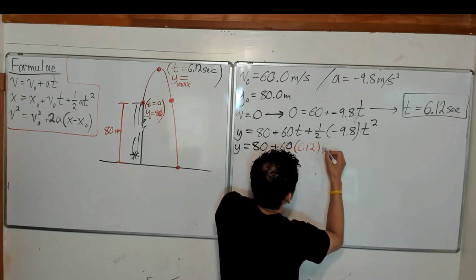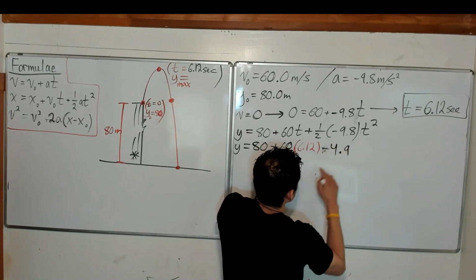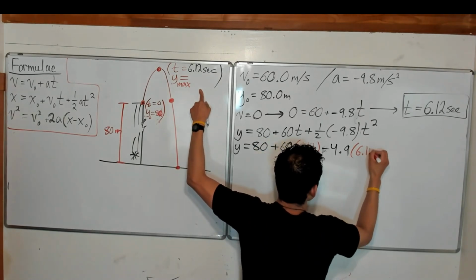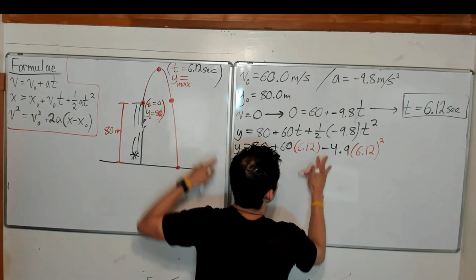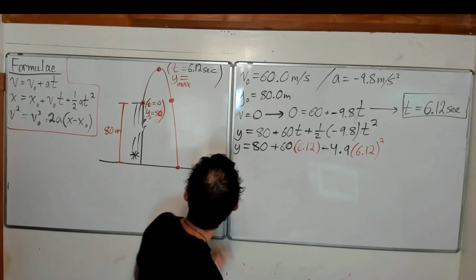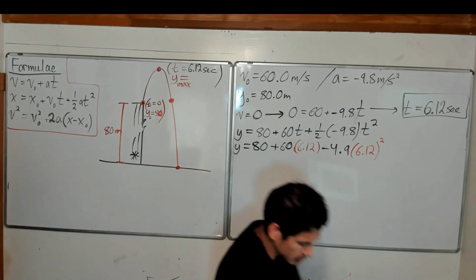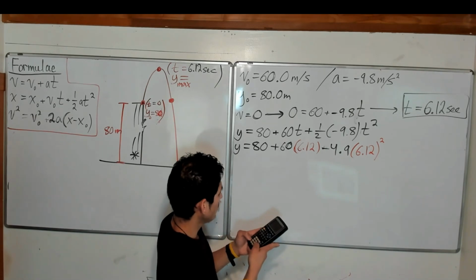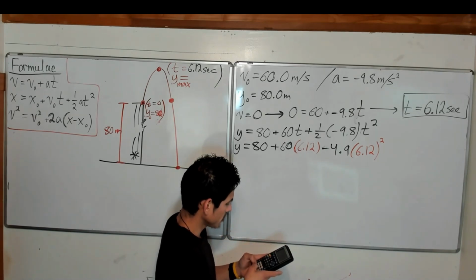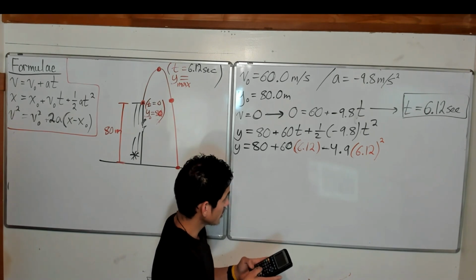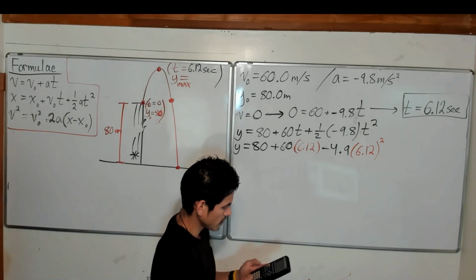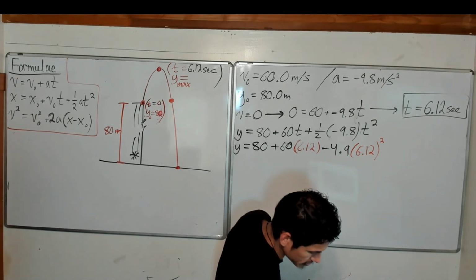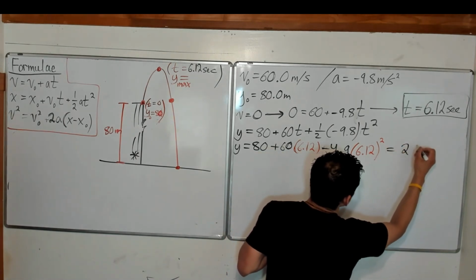Plus, let's go minus 4.9 times t squared. So 6.12 squared. And now it's Mr. Texas Instruments calculators time. So we got 80 plus 60 times 6.12 minus 4.9 times 6.12 squared. That's 263.67. We have 3 significant digits, so we're going to go to 264. 264 meters.